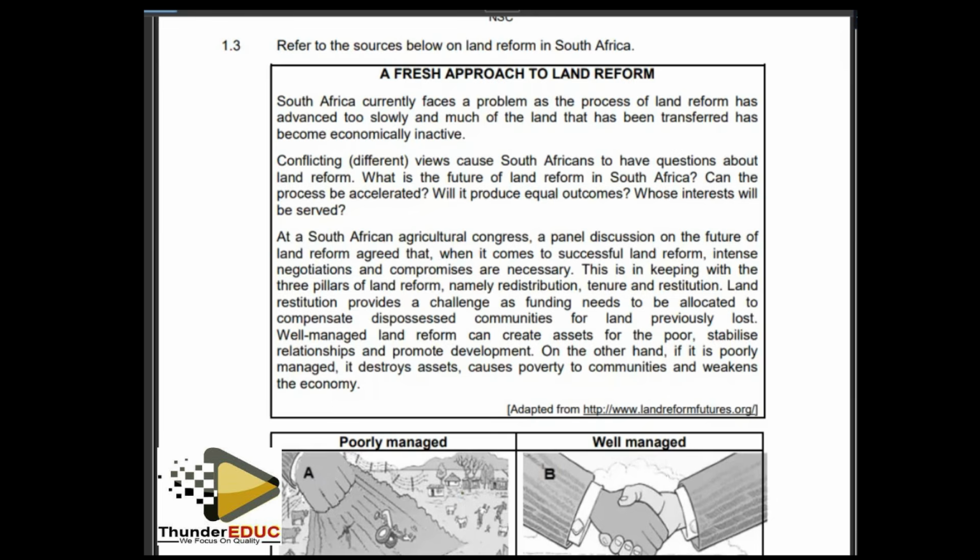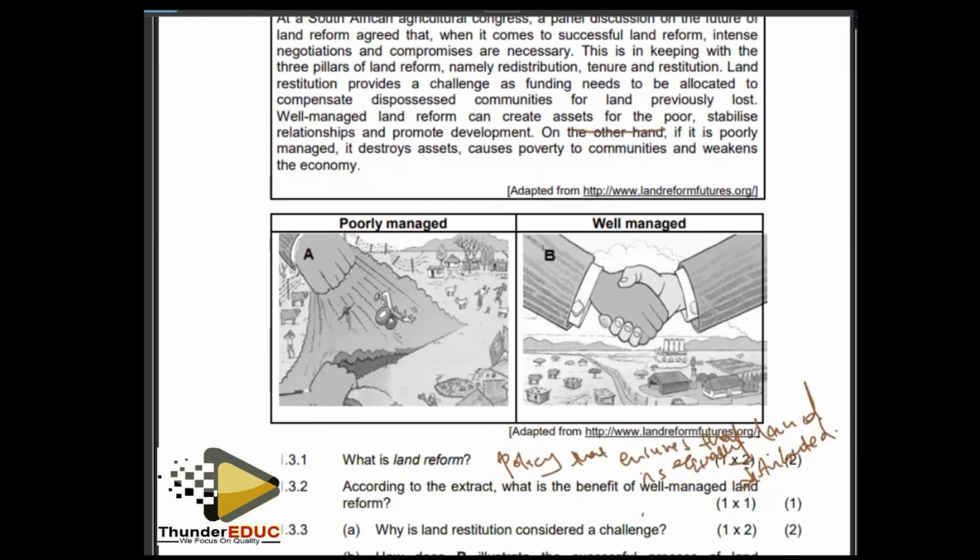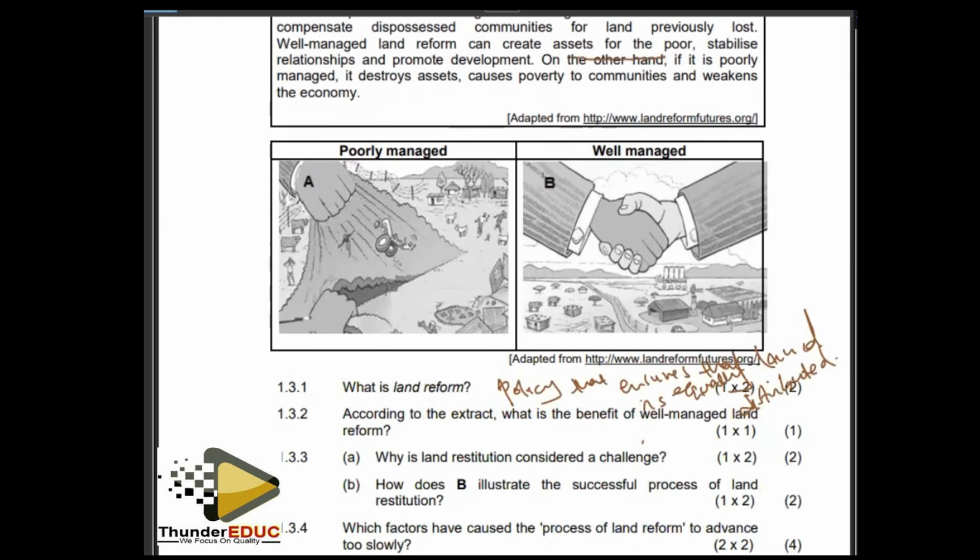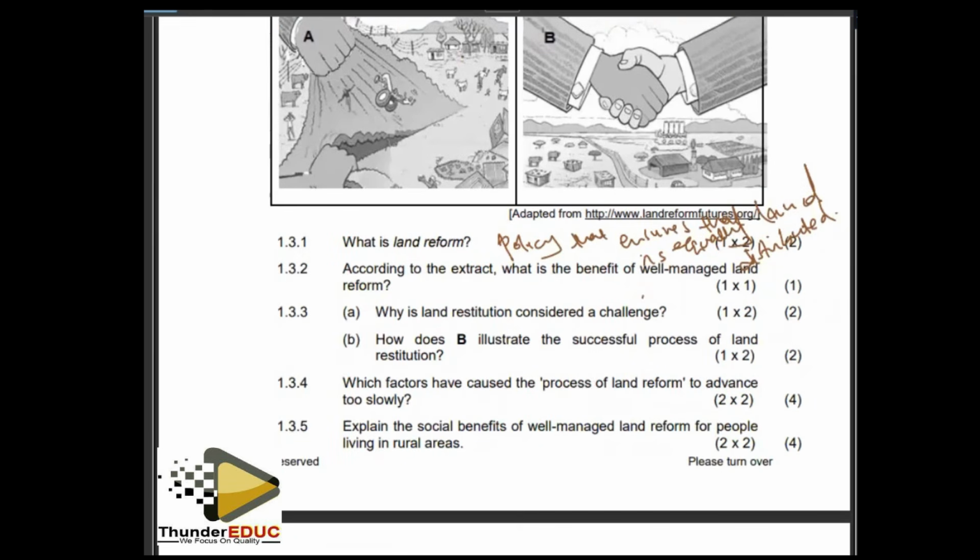Now here comes the question that we are answering. Well-managed land reform can create assets. Can you see that it says it can create assets for the poor, stabilize relationships, and promote development? All those are good things that come out because the land is well managed. Therefore, the answer for 1.3.2 is any of those three, which include can create assets. Okay, it can create assets, or you can say stabilizes relationships, or you can say promotes development. Any of those answers that question.